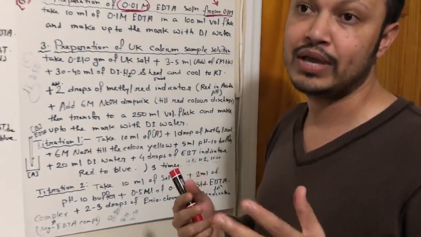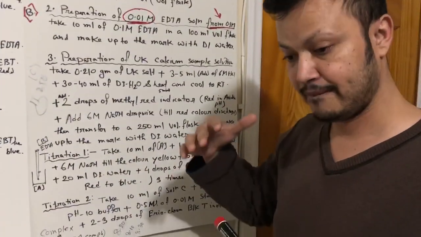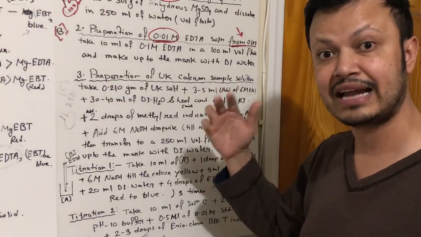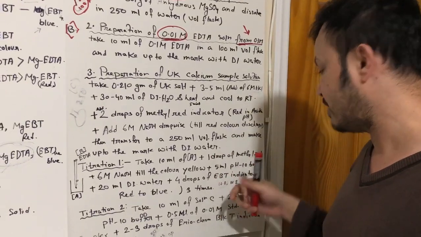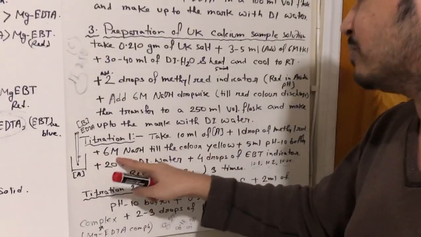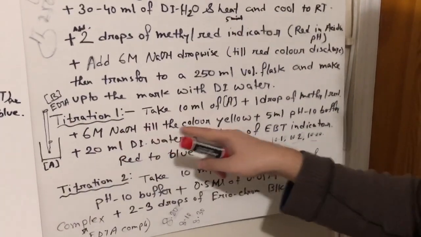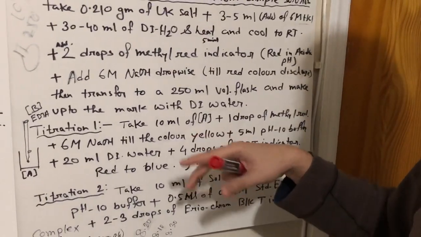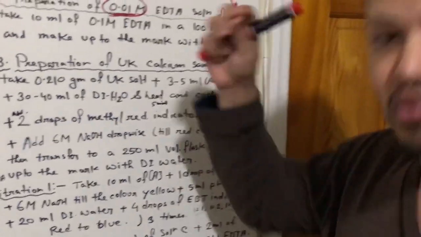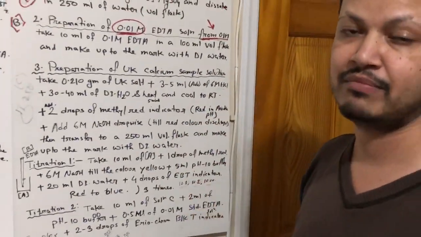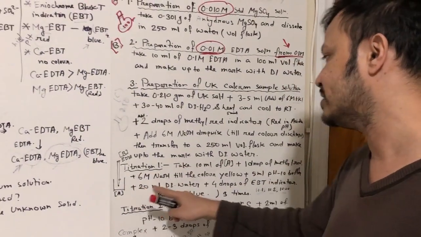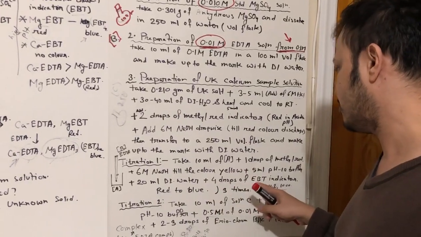As you know, we have to run this reaction at high pH, because the magnesium EDTA gives the color change at high pH, not at low pH. So we have to make sure that the pH is very high. So 1 drop of methyl red and then 6 molar sodium hydroxide till the color is yellow. So we are making it basic, and 5 ml of pH 10 buffer. We add so much of the pH 10 buffer to make sure that the solution is completely basic, plus 20 ml of deionized water and 4 drops of the Eriochrome Black T indicator.